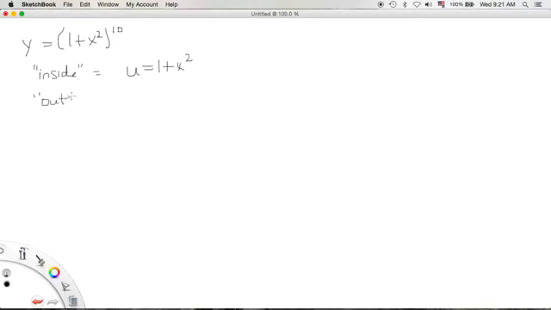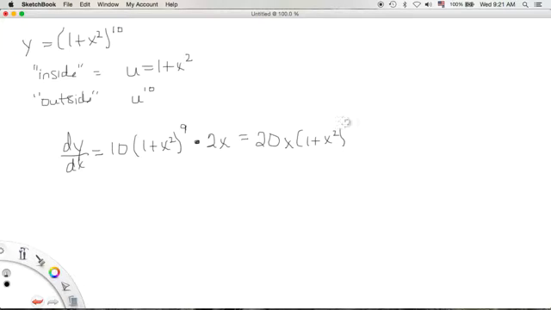So that means our outside function is u to the 10th power. So our derivative, take the derivative of the outside part, 10 times our u, and then lower the power down 1, times the derivative of the inside part, sorry. So that gives us 20x times 1 plus x squared to the 9th. So we've got the derivative of the outside times the derivative of the inside.